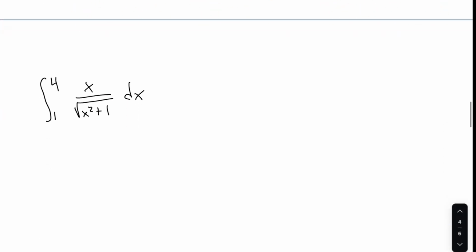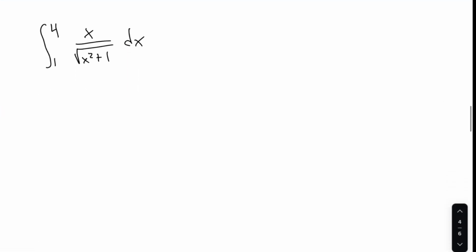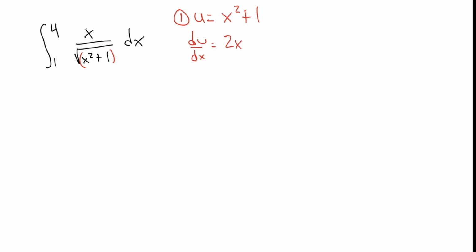All right, another definite integral. We're taking the integral from 1 to 4 of x over the square root of x squared plus 1. This one might be a bit more confusing on what is going to be our u, but we want to look at the inside of the function, which is going to be x squared plus 1 inside of the square root. So our first step, u equals x squared plus 1, and we want to find its derivative.